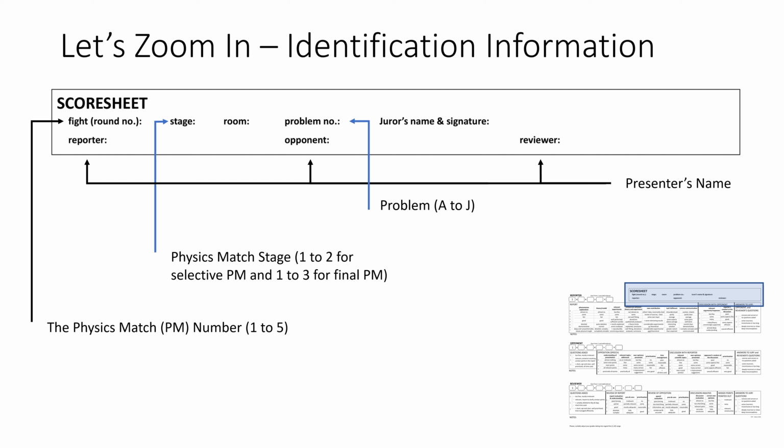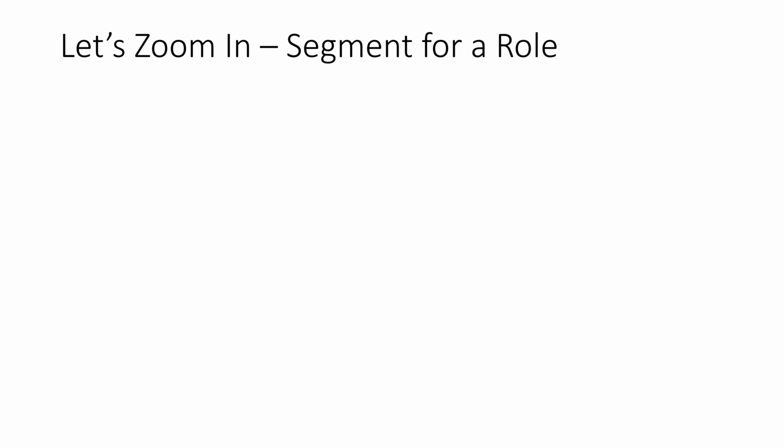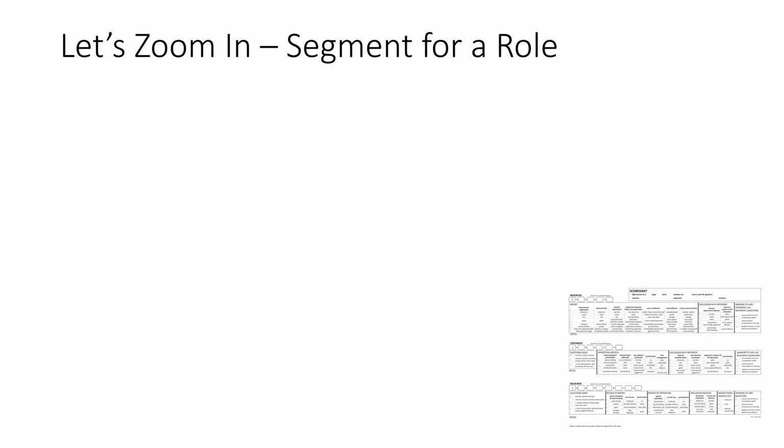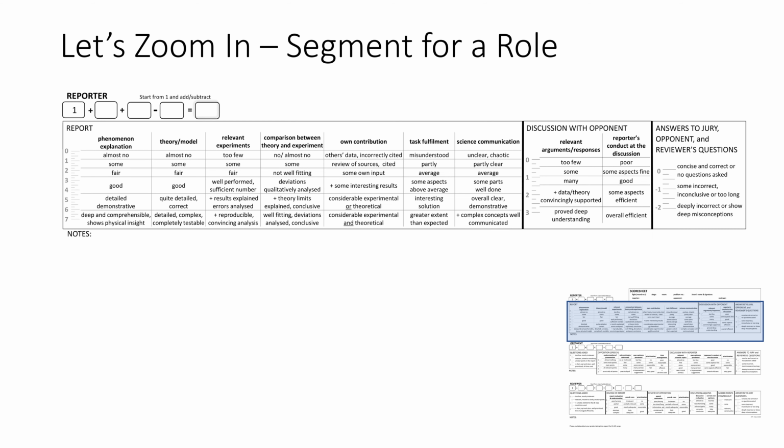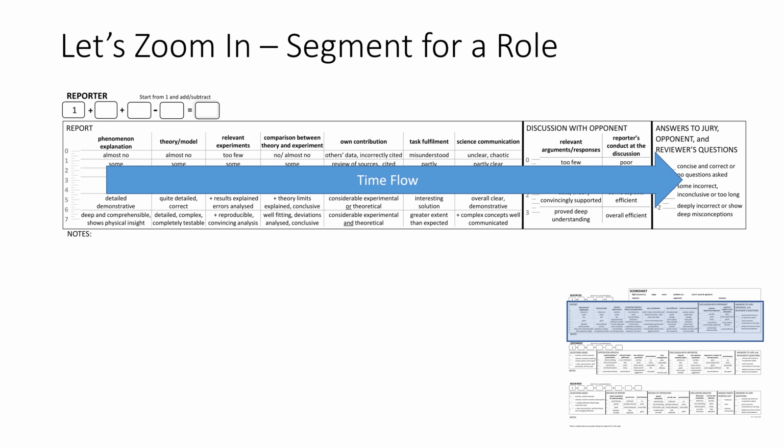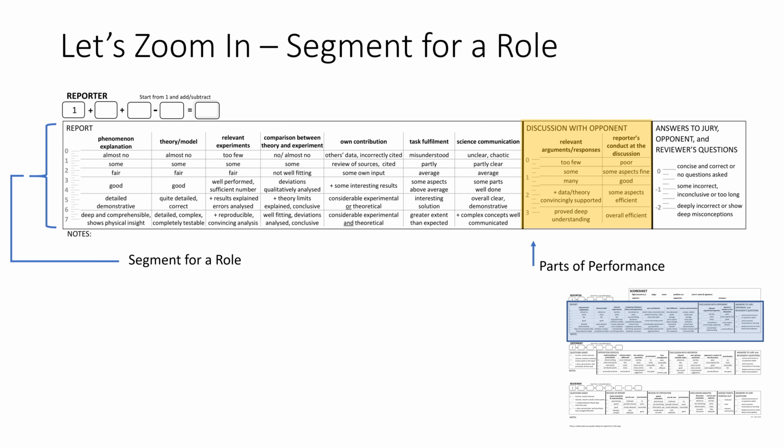After you fill out the remaining sections of the score sheet, we would ask you to sign your name on the score sheet. The grading portion of the score sheet is divided into 3 segments, 1 for the reporter, 1 for the opponent, and 1 for the reviewer. We will indicate the portion of the score sheet that we are zoomed into for the rest of the video. Each segment is organized by time flow. Earlier events are on the left-hand side, and later events are at the right. This whole section is called a segment.